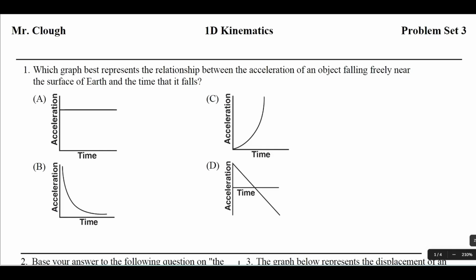All right. So the first question says, what does the acceleration graph versus time look like for an object that is falling towards the Earth? For the most part, one thing that we're going to talk about is that the acceleration of an object falling is constant. It doesn't matter when or where you drop it, as long as you're fairly close to the surface of the Earth, the acceleration is always going to be 9.8 meters per second squared. So the graph will look like this.